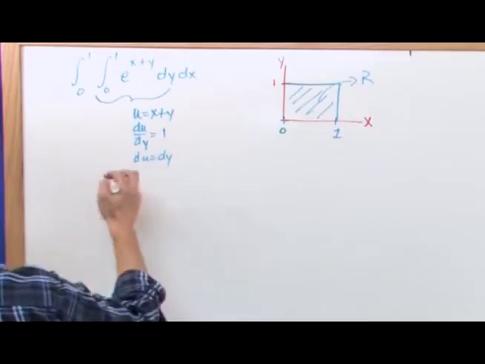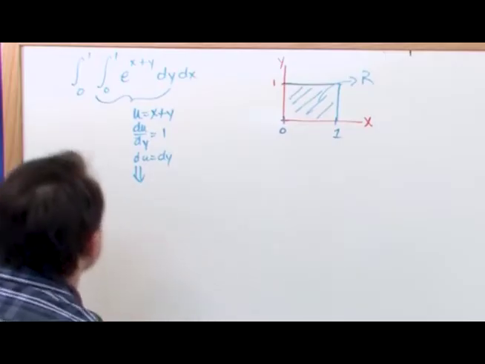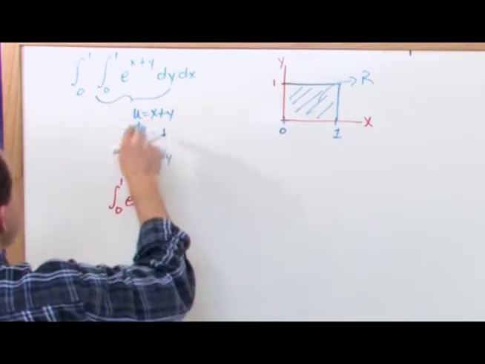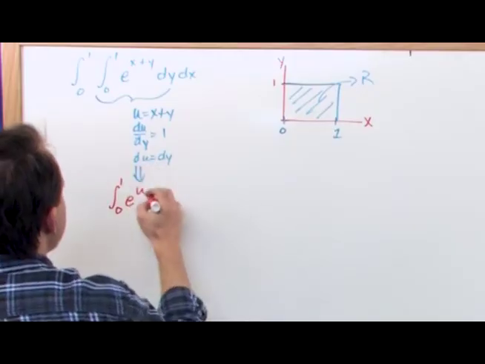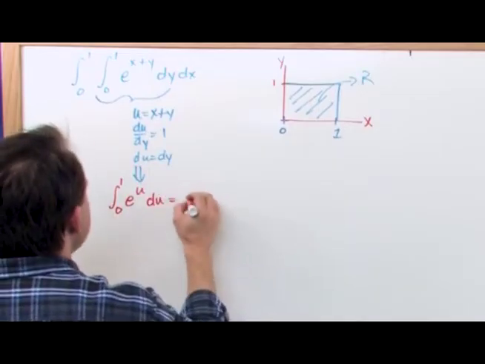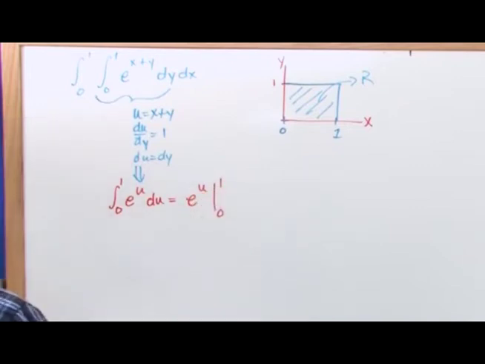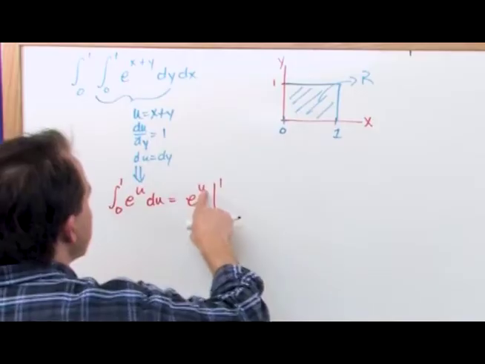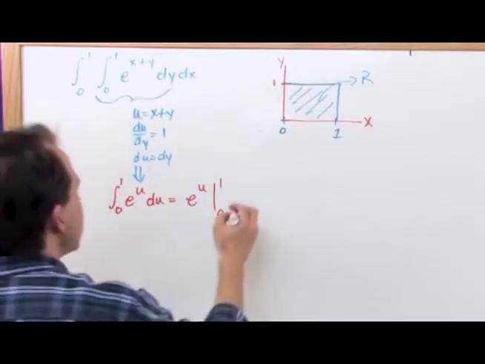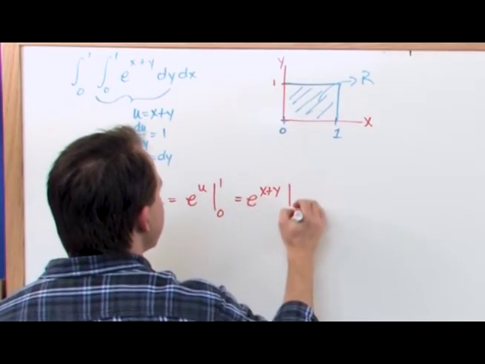Now, why did I do all of this? Because I'm going to rewrite this integral as the integral from 0 to 1 of e to the u, because I've defined it like this, dy, but dy is equal to du. So that's going to be equal to e to the u, that's the integration, evaluated from 0 to 1. But I don't want to do this evaluation yet because I've got my variable of substitution tied up and different limits of integration, which are in terms of y. So let's substitute back in e to the x plus y evaluated from 0 to 1.